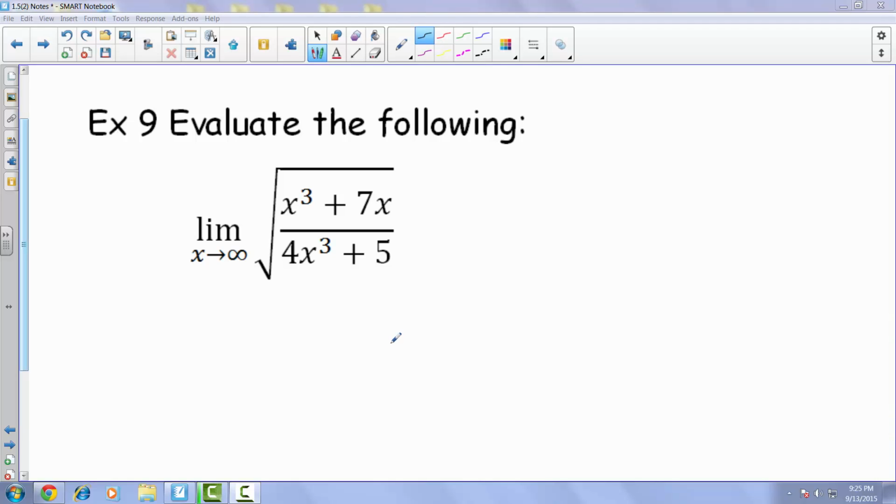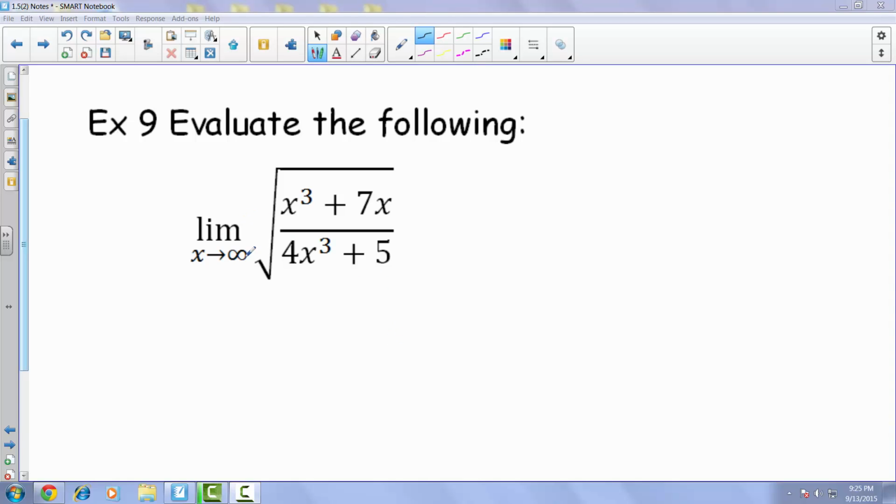Here we are at example 9 from our 1.5 number 2 set of notes. Now there are a couple of ways that we can go about this problem. I think for right now I'm going to go ahead and show the formal way, but at the end of the video I'll probably show the nice quick shortcut for us as well.